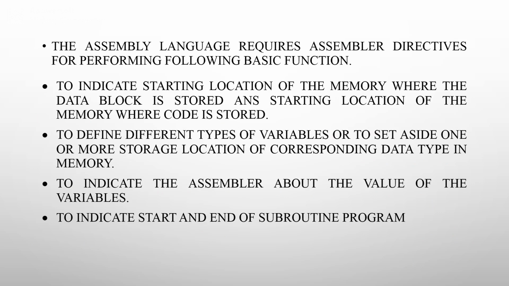The assembly language requires assembler directives for performing the following basic functions: to indicate the starting location of the memory where the data block is stored, and the starting location of the memory where code is stored; to define different types of variables, or to set aside one or more storage locations of corresponding data types in the memory; to indicate to the assembler the value of the variables; and to indicate the start as well as the end of subroutine programs.